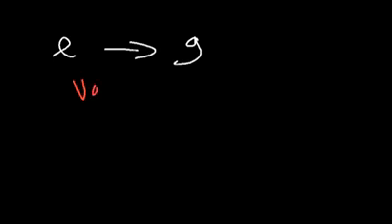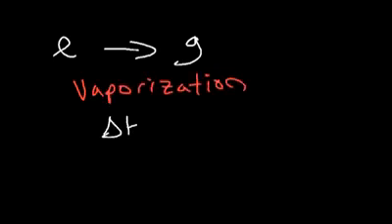Now what about going from a liquid to a gas? Is it endothermic or exothermic? So think of liquid water. If you want to vaporize it into steam, do you need to add heat or do you need to remove heat? Vaporization, the process of converting a liquid into a gas, is always an endothermic process. Delta H is positive. You have to add heat to it to vaporize liquid water into a gas.